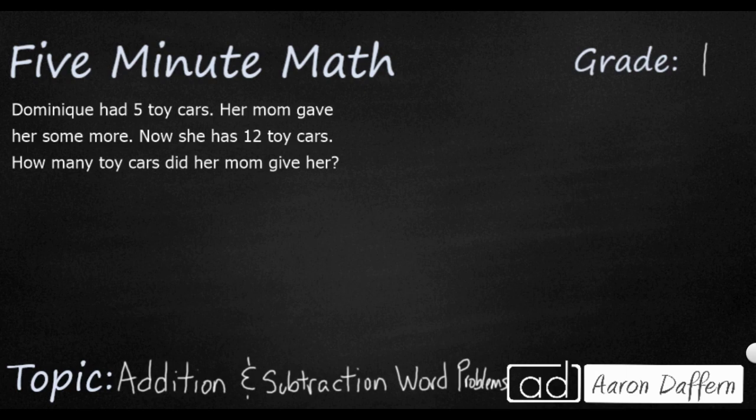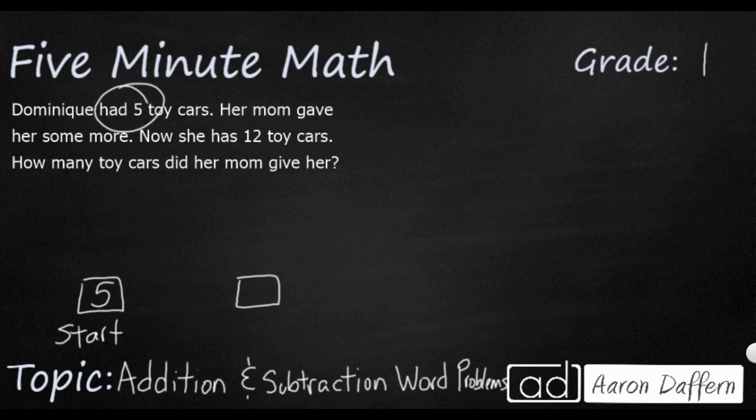Well, we need to represent this, and there's a few different ways we can do this. So one way to represent this could be a start, change, and then result. So if we were to do that, we could draw a box down here and we could say, all right, what's the start? What is our starting number, our starting quantity? Well, it tells us in that first sentence, we've got 5.